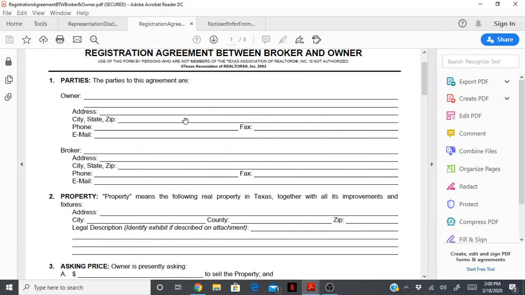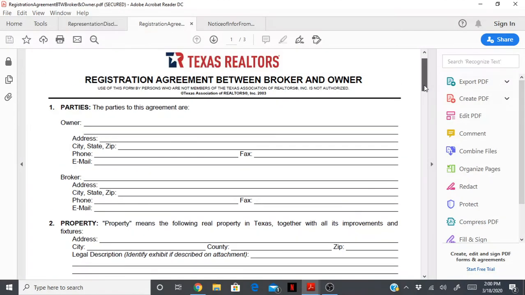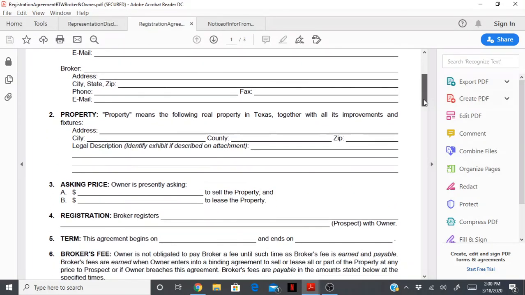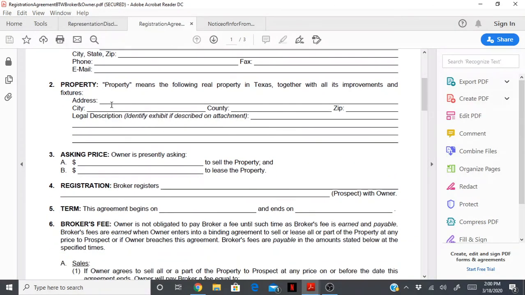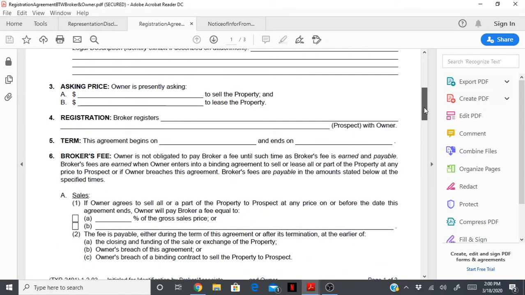So you are registering you as the, I know it says broker, but it's broker salesperson, with the owner, the FSBO, right? So here's the owner, John Doe at 123 Main Street. Here's the broker, Jane Doe with XYZ Realty. Property address, self-explanatory. Asking price, self-explanatory. Or the lease price, right? So there's a provision in this document for whether or not it's a sale, a lease, or a sale that may become a lease. Okay?